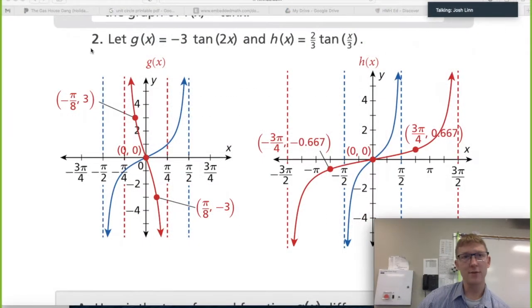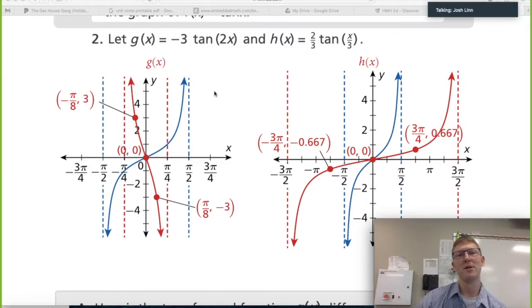Our graphs: on the left, let g of x equals negative 3 tangent of 2x, and on the right, h of x equals 2/3 tangent of x over 3. Let's start on the left. They're throwing a lot of stuff at us all at the same time, which I guess means they have lots of faith and confidence in us.